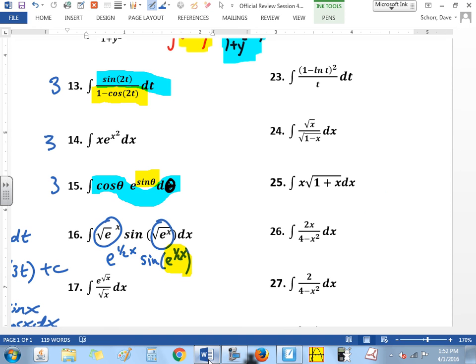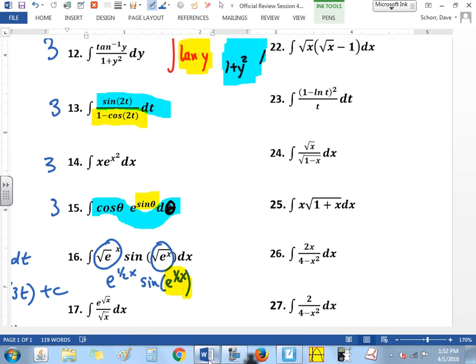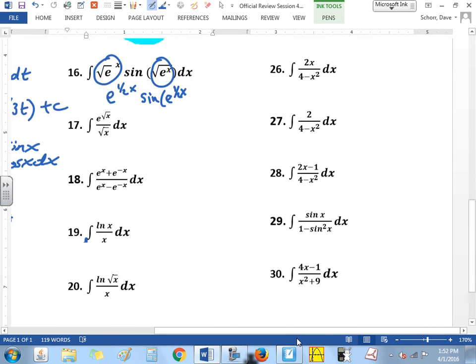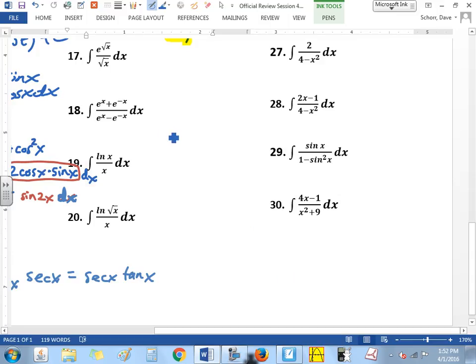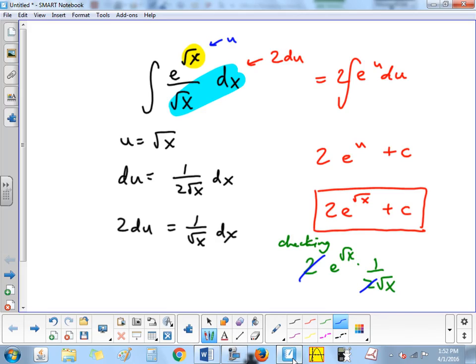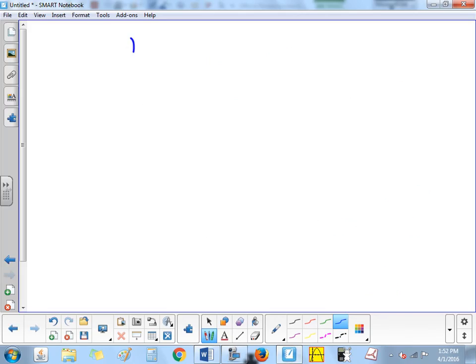So our next problem is at the top. Number 20, oh, no, it isn't. It's at the bottom here. It's e to the x plus e to the negative x over e to the x minus e to the negative x dx. So it's e to the x plus e to the negative x over e to the x minus e to the negative x dx. All right, so what do you guys think about this one?